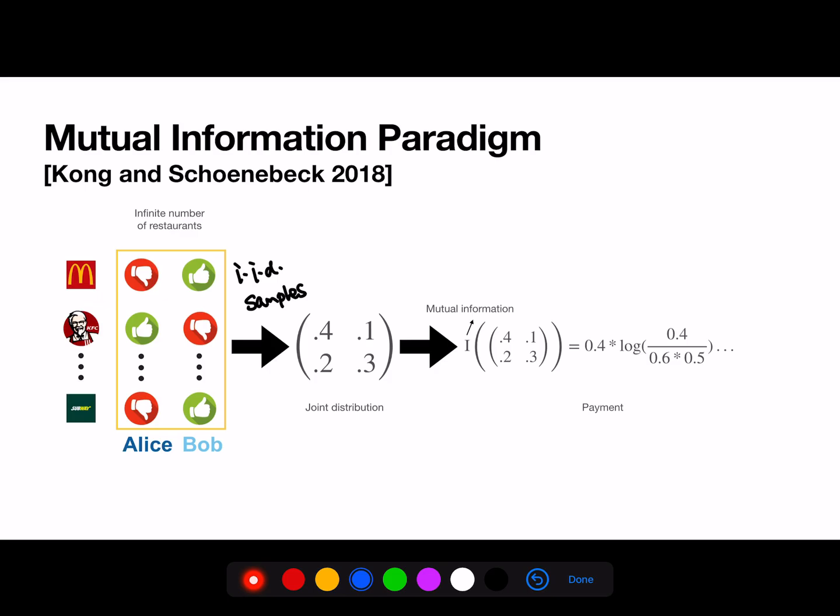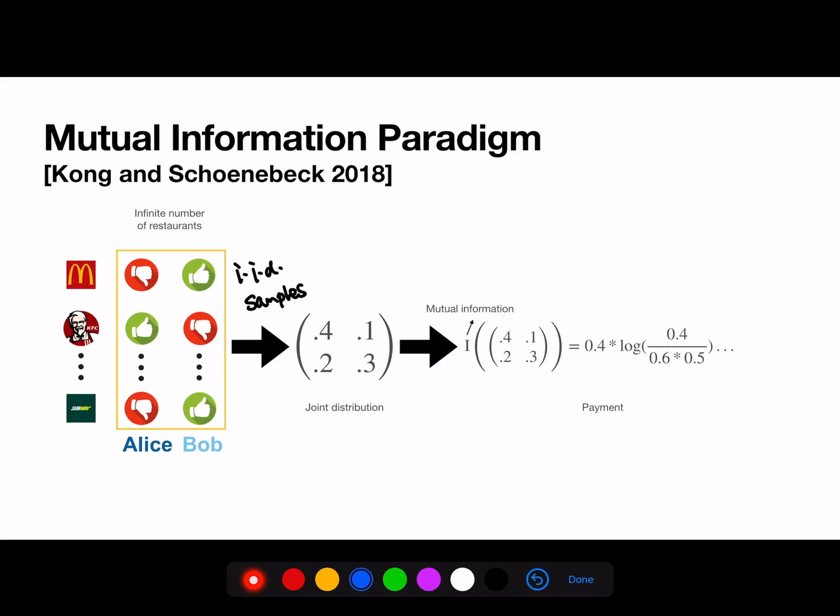To address this question, there is other work, but today I'm going to introduce one framework, called the mutual information paradigm. The trick here is that first we're going to suppose we have an infinite number of restaurants or rating tasks.